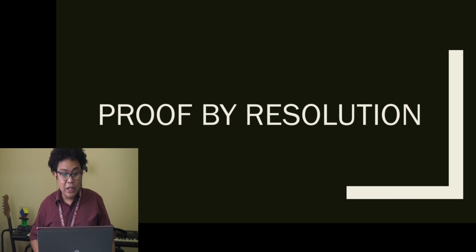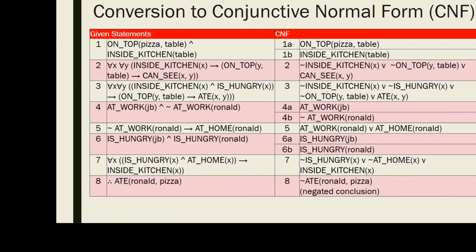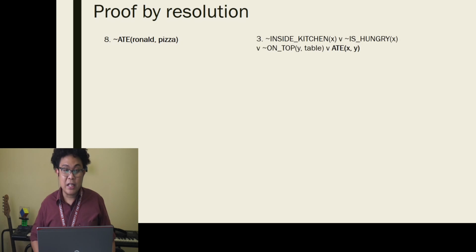But before that, we need to convert all our statements into their conjunctive normal forms or CNF, and I'm showing them all here. For your reference, statement 8 is the negation of the original conclusion. Okay, so let's go to the proof. Personally, I usually start with the conclusion and look for a statement that has the same predicate but negated so that they cancel out. In this case, I found statement 3.